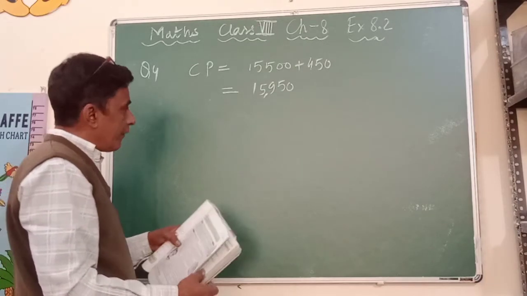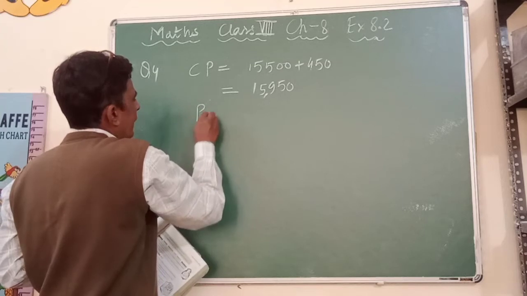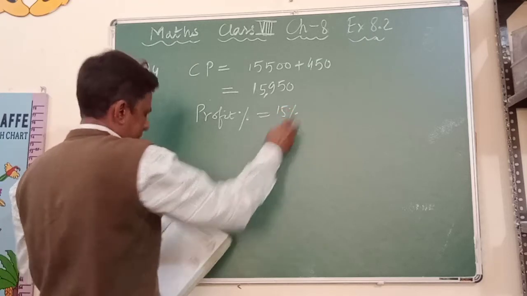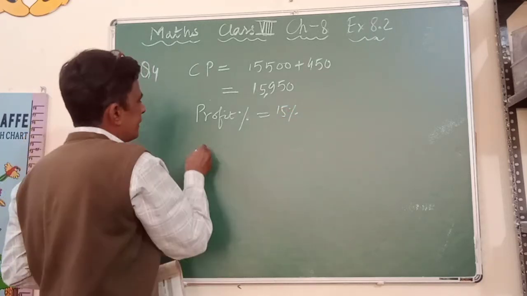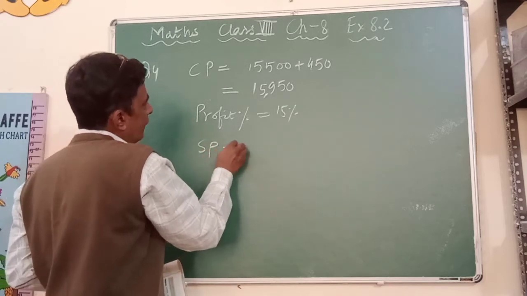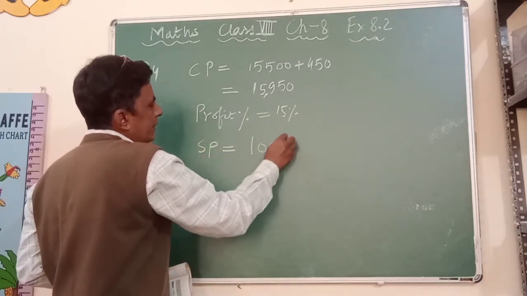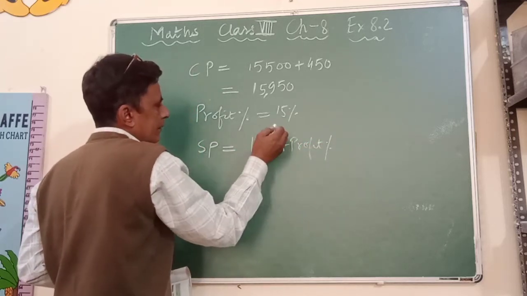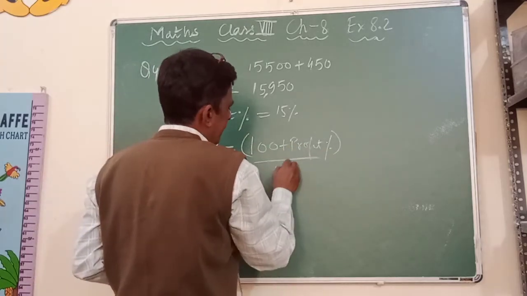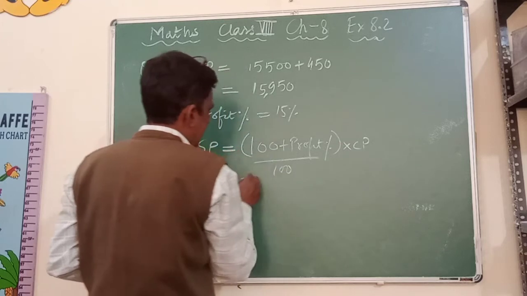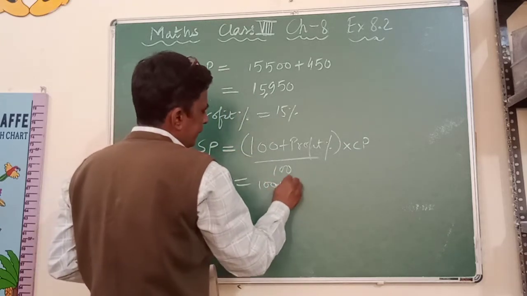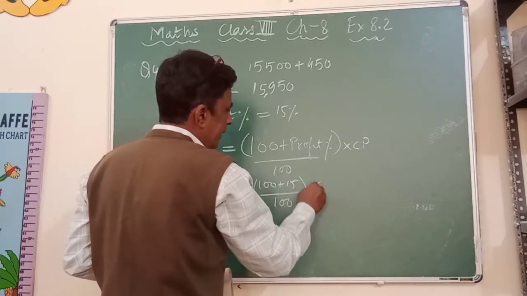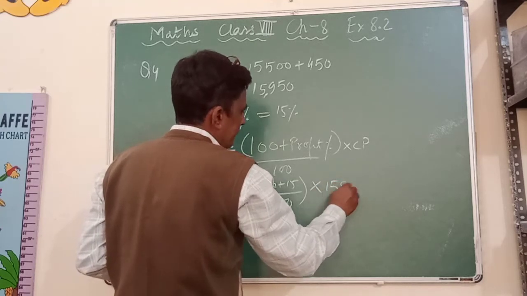If it is sold for a profit of 15%, profit percent is equal to 15%. Find the selling price of the article. The formula for selling price is (100 plus profit percent) upon 100 into cost price, is equal to 100 plus 15 upon 100 into 15,950.